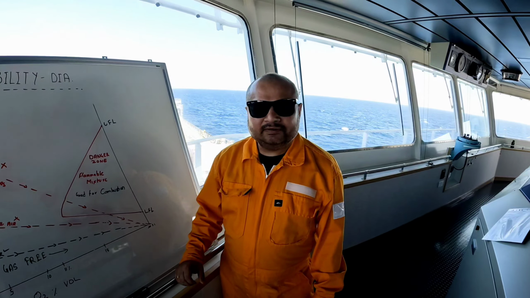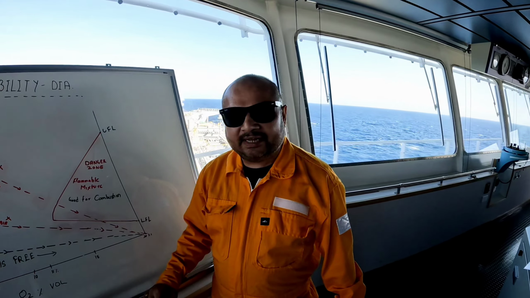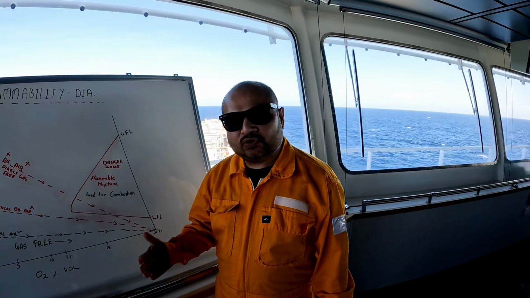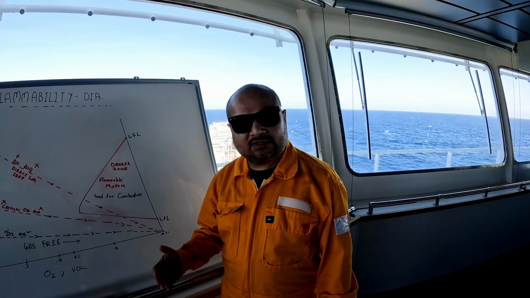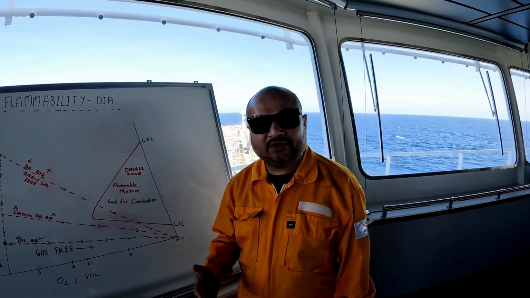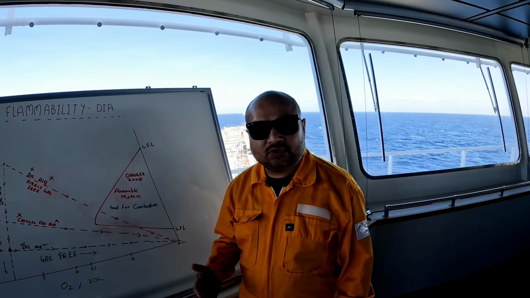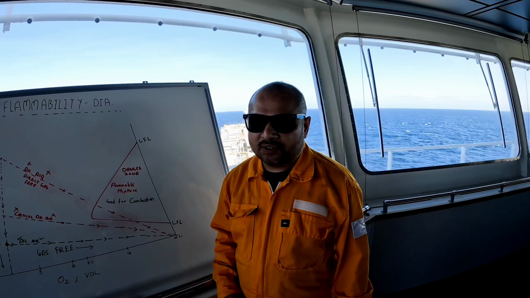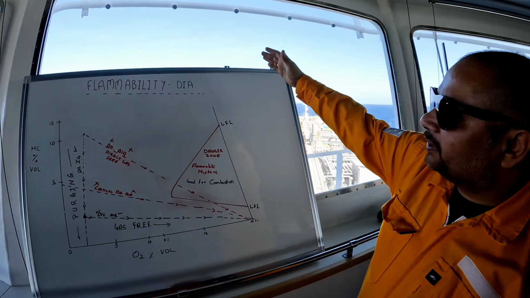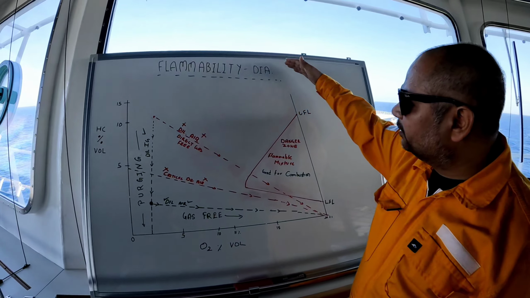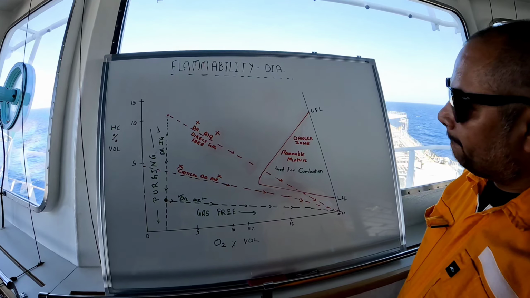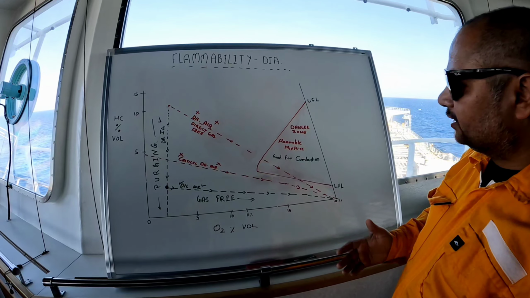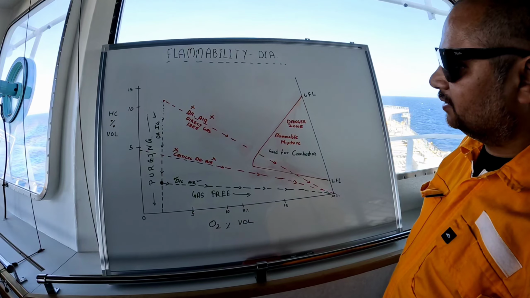Okay, so today we are going to talk about the flammability diagram. As we mentioned earlier, if you have to enter inside the tanks, we have to check a lot of things. We have to make sure that when you are preparing your tanks, they do not come into danger zones and you do not compromise on safety. This is our flammability diagram which we have made over here. So let's try to understand what these markings are.